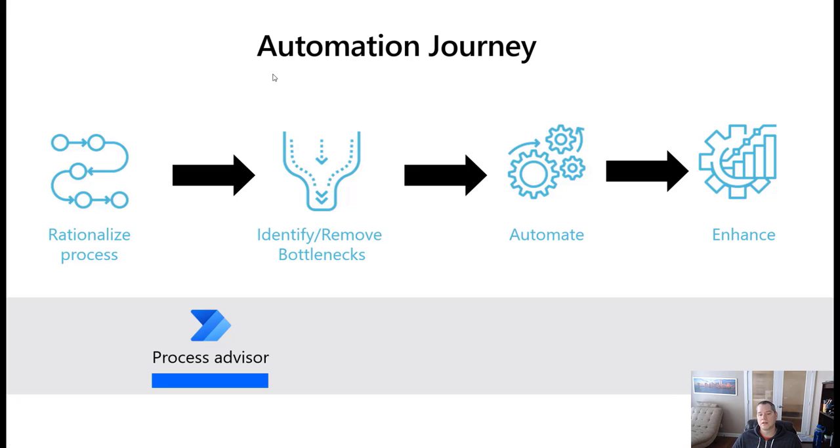So I'm going to talk a little bit about a new service or a new capability that's found inside of Power Automate called Process Advisor. It's going to help us rationalize our process across multiple stakeholders, multiple people that participate in that business process. And then we're going to be able to identify or remove bottlenecks as a result. And once we've been able to remove those bottlenecks and streamline our process, at that point we can reach out to our automated tools and actually build out that process in Power Automate Desktop.